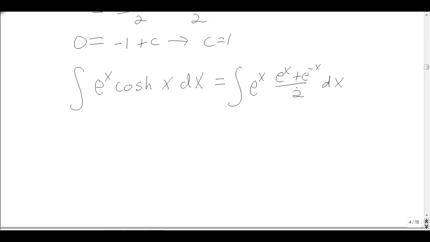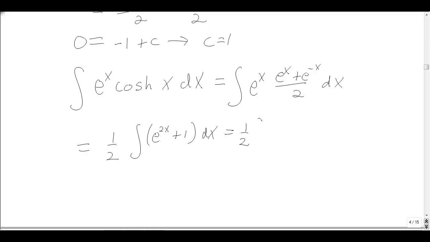Then we can distribute the e to the x's. I can pull the over 2 out as a 1/2. Let's do that. And then e to the x times e to the x is e to the 2x. E to the x times e to the negative x is plus 1. And we got something that we can handle pretty easily for integration.